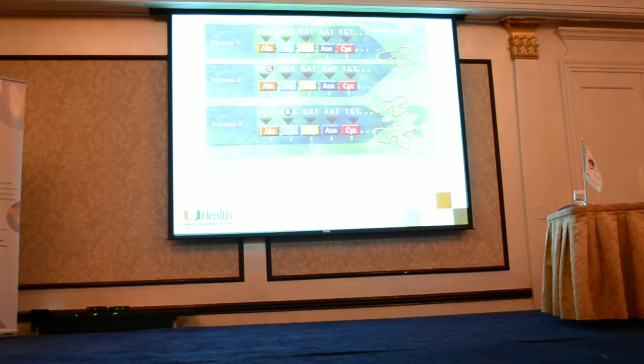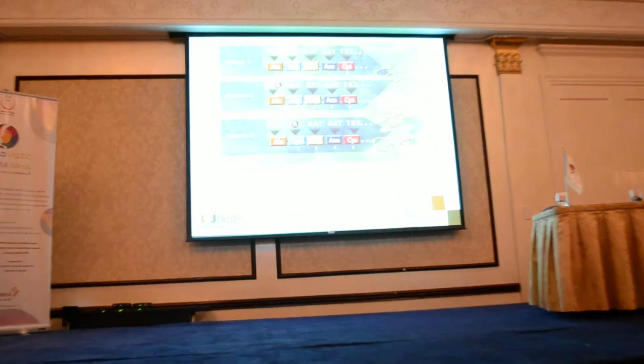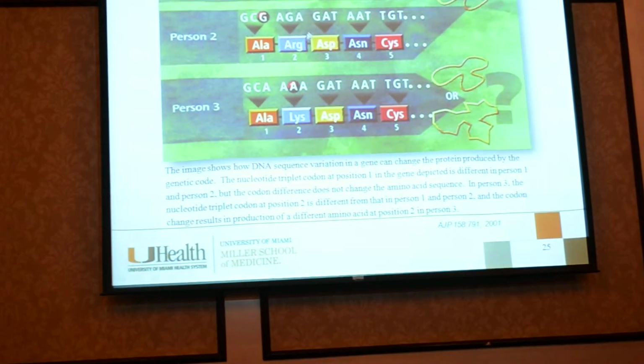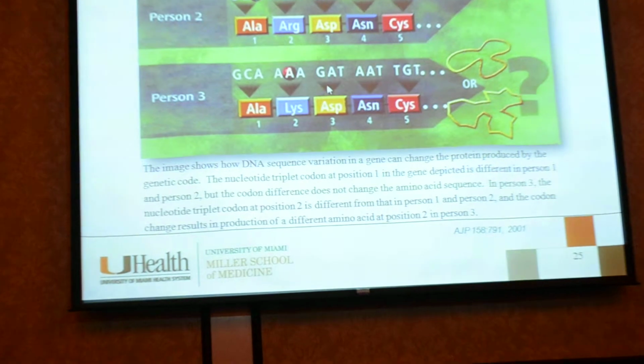In that case, this SNP, the single nucleotide polymorphism, is considered non-functional. It makes the same protein. But now look at this person 3. In the second position here, there is a substitution. An adenine here replaces a guanidine, and in this case, the amino acid that's coded for changes from an arginine to a lysine. And now look what happens.